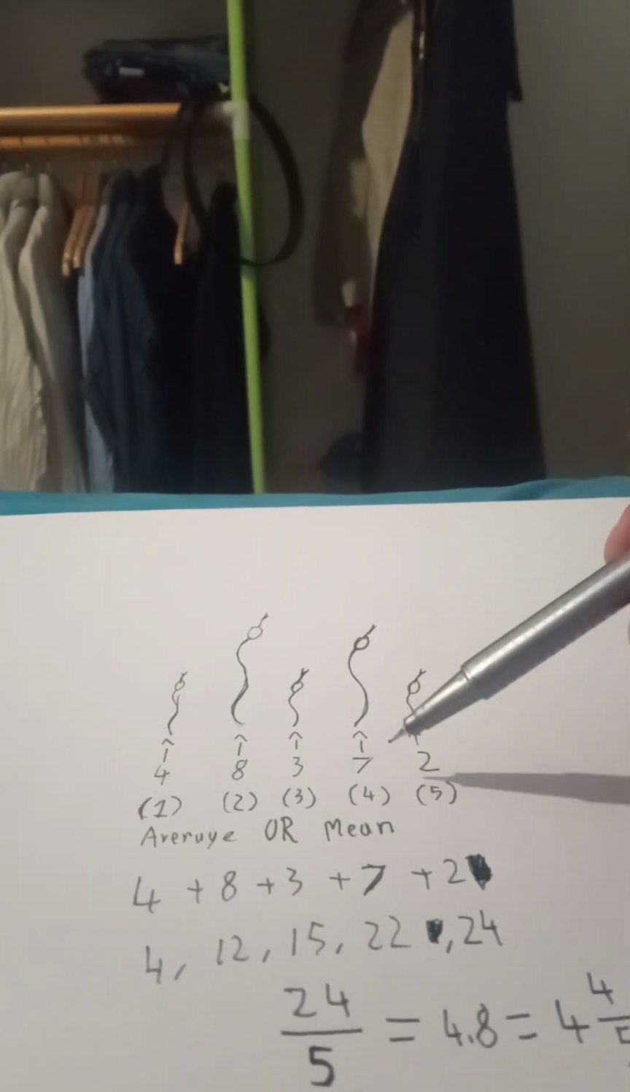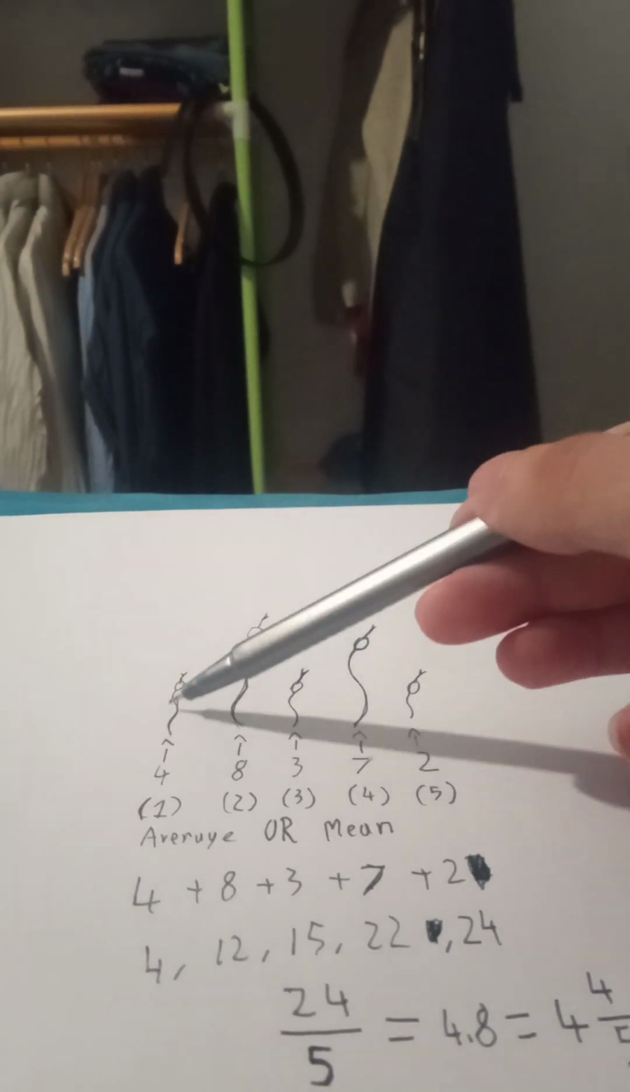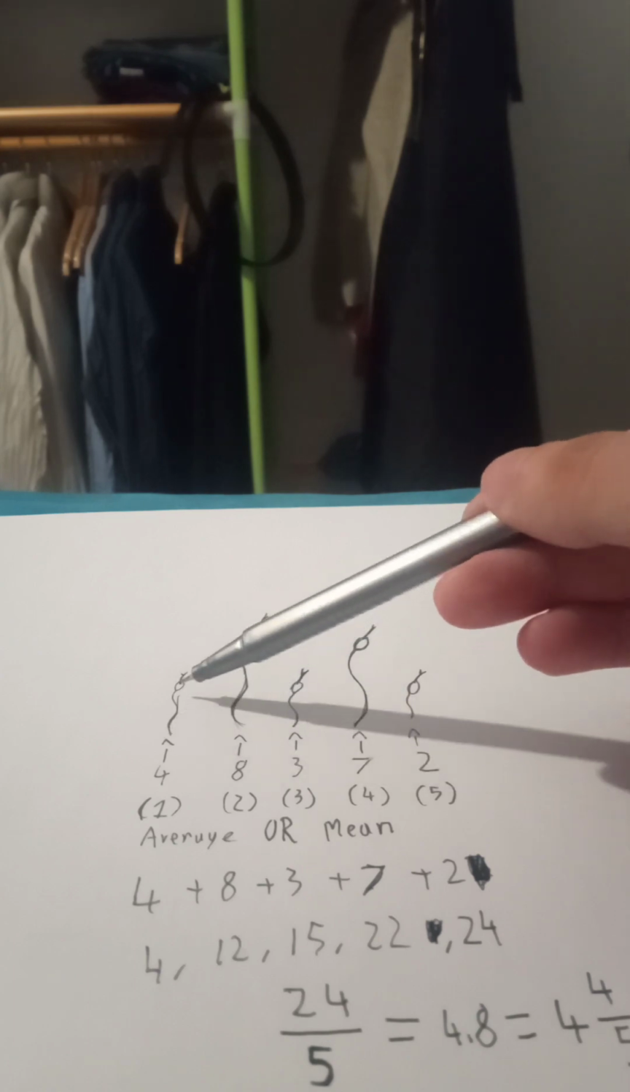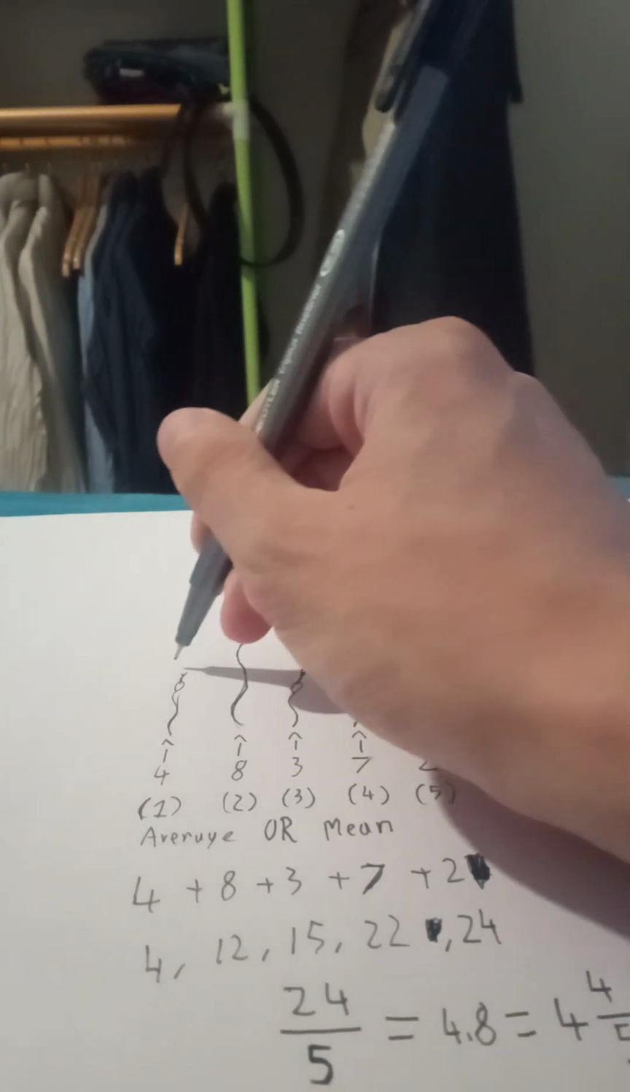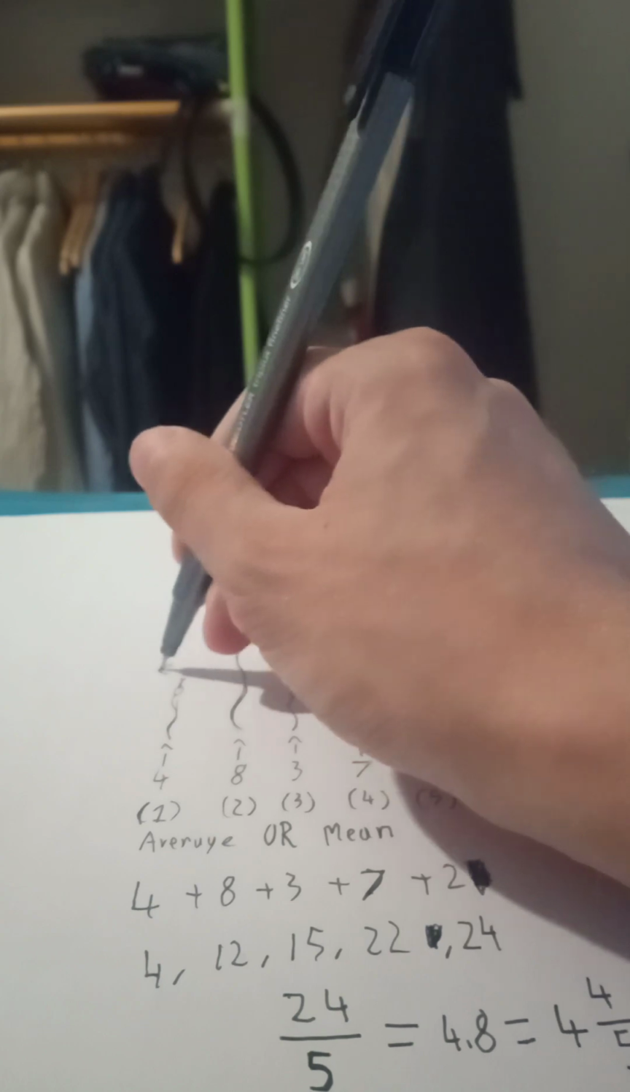So that's our average. And if we go back to our snake farm, 4 is here, right? 4 is here, and our average is a little bit more. So what we're saying is the mean exists here.